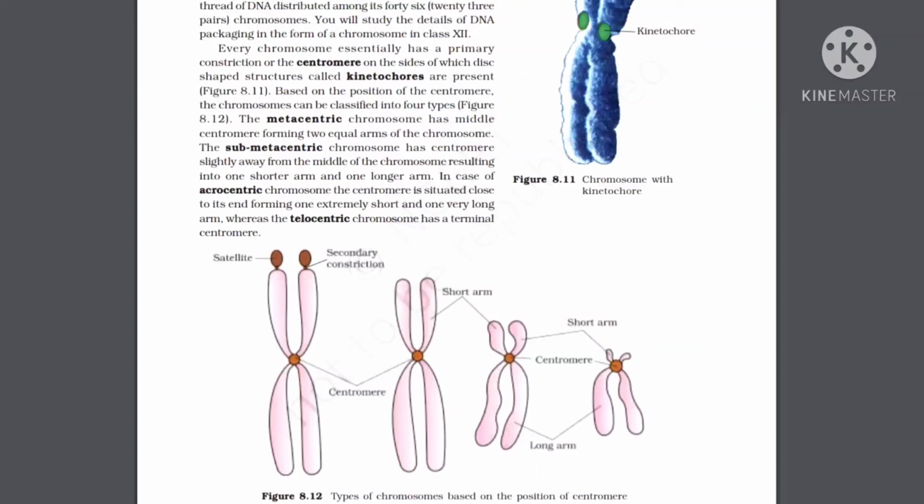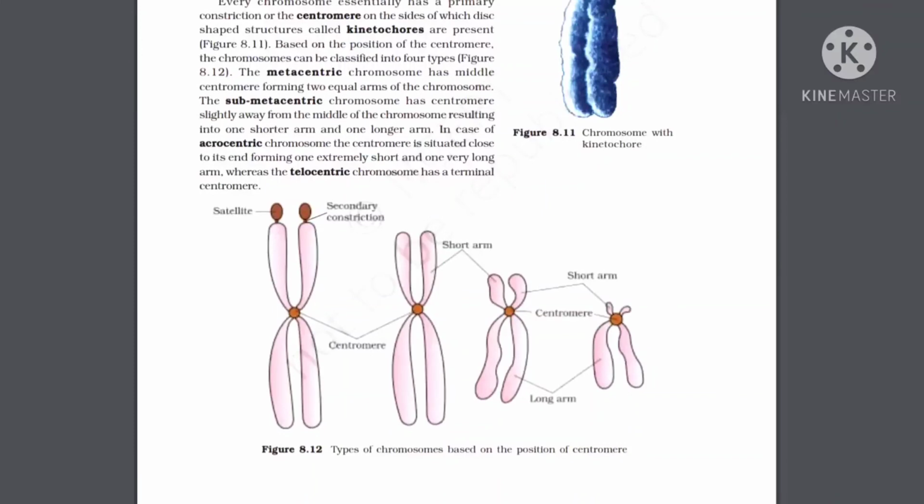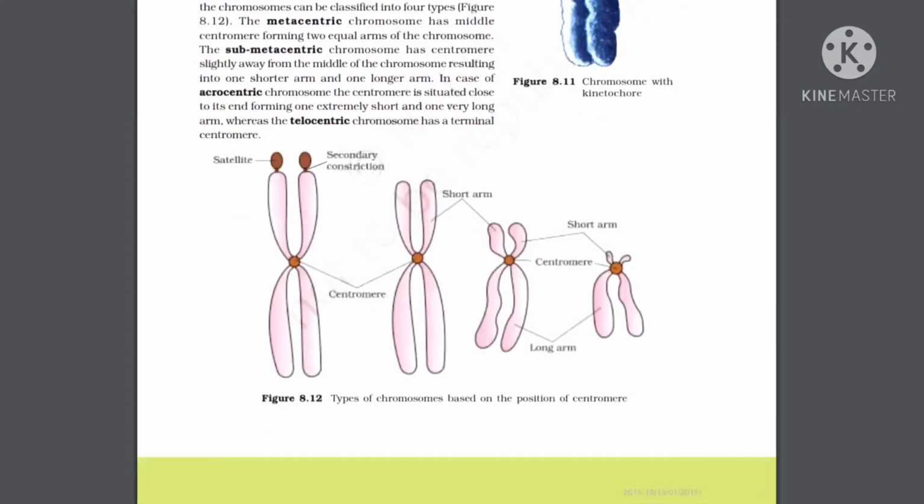And in case of acrocentric, the centromere is very close to the end, making one very short and one very long arm. But in telocentric, it has reached the tip, terminal. Is it clear? Now, if you see this diagram carefully, you can notice secondary constriction is also there. Analyze the diagram. Because of the secondary constriction, you can see a bulb-like structure is made, that is known as satellite. Is it clear?